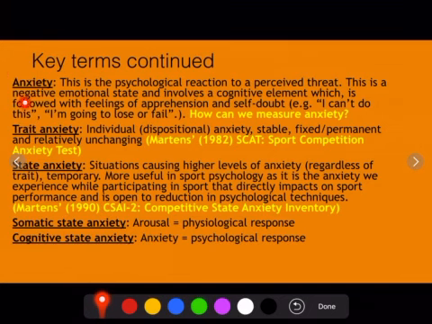So a couple of key terms that you can add there, just how can we measure these things. To measure anxiety, we have to ask them. We need to measure with anxiety questionnaires, of which there are many. Trait anxiety was the Martens SCAT. State anxiety was the Martens CSAI2. So if you want to add them into your notes, you can do. And somatic state anxiety is arousal equals physiological response. So the biological response, whereas cognitive is the psychological response to anxiety. Okay, so just a few key terms to go back over there.